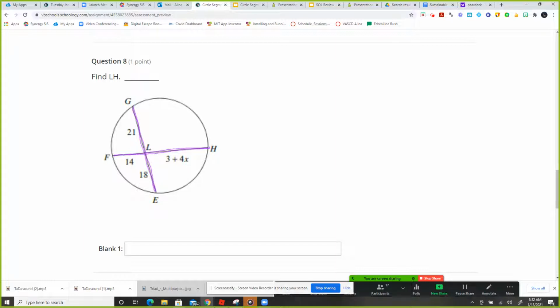Okay. I'm going to take the 21 and the 18. So 21 times 18, they form one of my chords. 21 and 18 form the GE chord. So GE, I got to multiply those two pieces together. And then I've got FH. So I need to do 14 times 3 plus 4x. Right? So I take the GE chord and I multiply those two pieces together. And then I take the FH chord and I multiply those two pieces together. All we're doing is multiplying the two pieces and setting them equal to each other. Then we just got to clean that up.